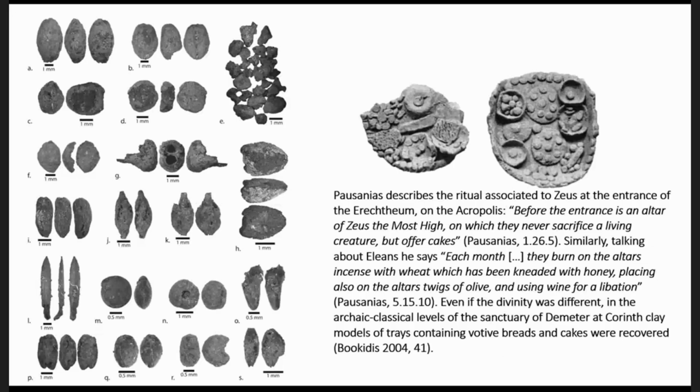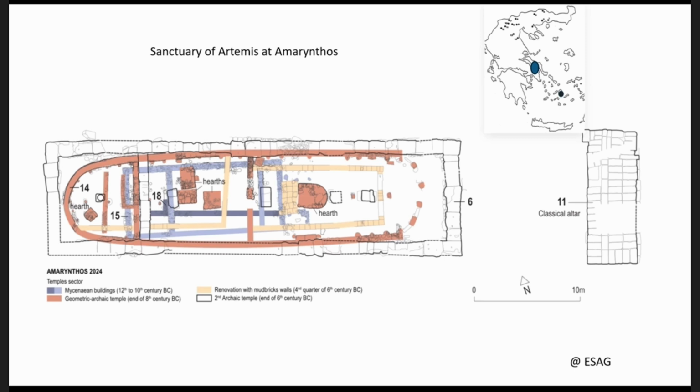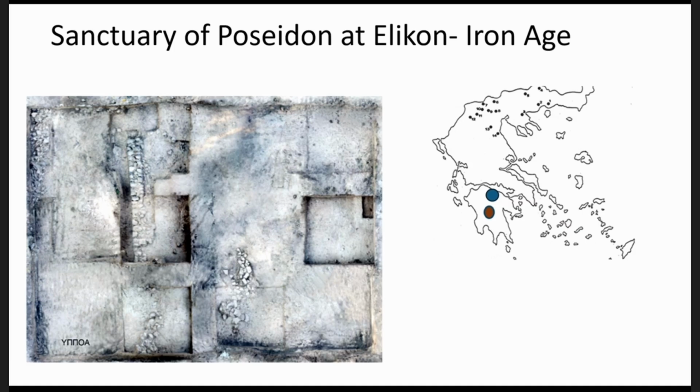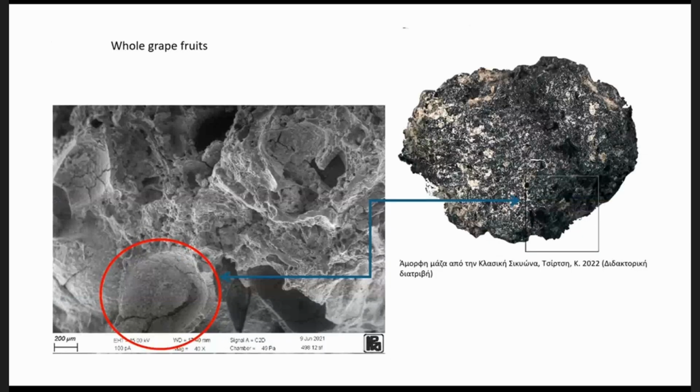And here is what we have found, mainly cereals, some wild plants, but here are these very nice votive breads from the sanctuary of Demeter and Kore, which show what they were actually offering in the sanctuaries. Here is a sanctuary of Artemis at Amarynthos in central Greece, where again we haven't found the altar, but we have a series of hearths from the Iron Age and the Archaic period where mostly cereals were deposited. And at the sanctuary of Poseidon at Tainaron, again in the Peloponnese, we have a difference: a lot of fruits. This is a piece of a whole pomegranate, and you can see the seeds inside.